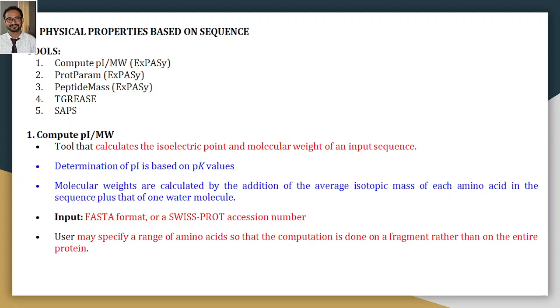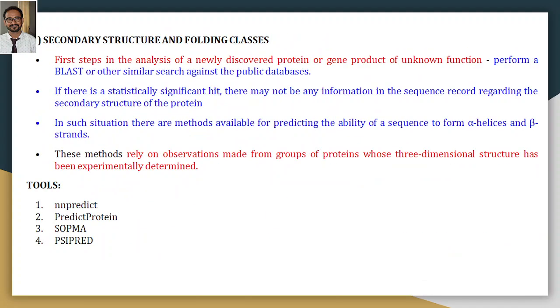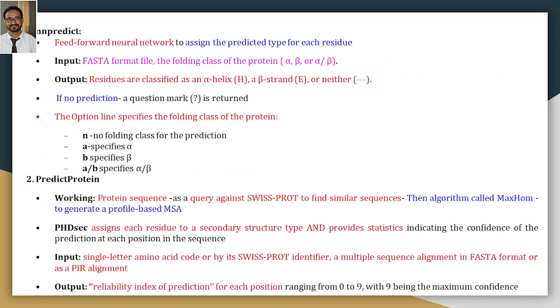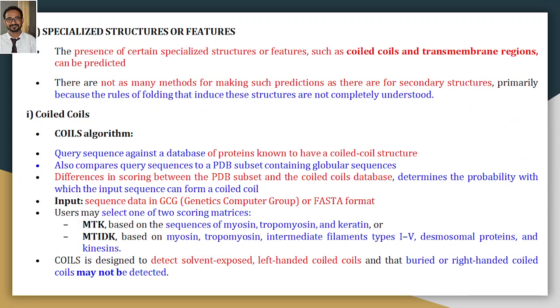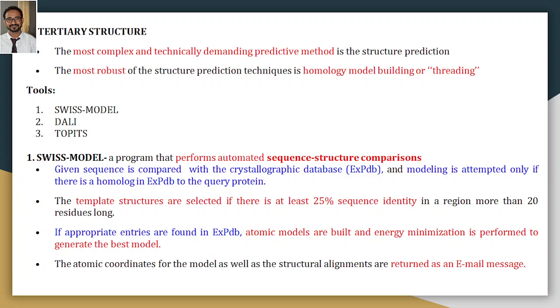Then the physical properties based on the sequences. We have Compute pI/Mw, then ProtParam, next PeptideMass, TGREASE, SAPS. Next, under secondary structure and folding classes, we have NNPREDICT, PROTEUS, and PSIPRED. Under specialized structures or features, we have coiled coils and transmembrane, and then finally the tertiary structure, we have Swiss-Model, DALI, and TOPITS.